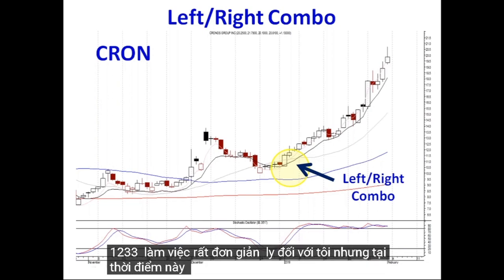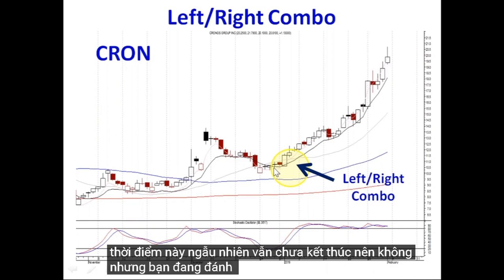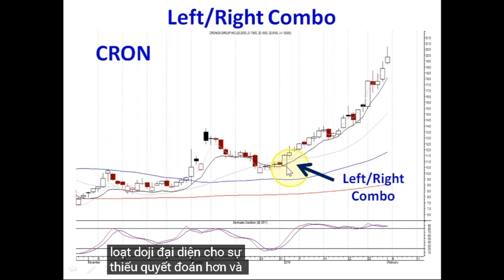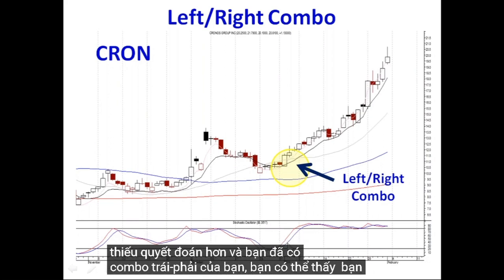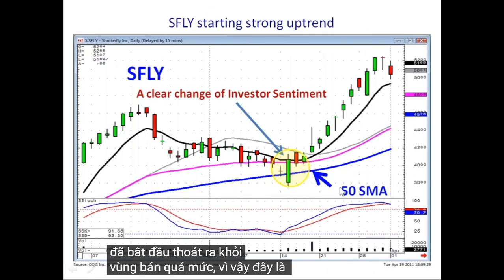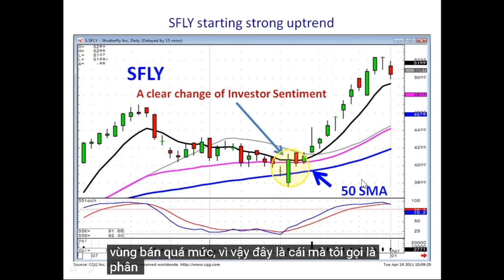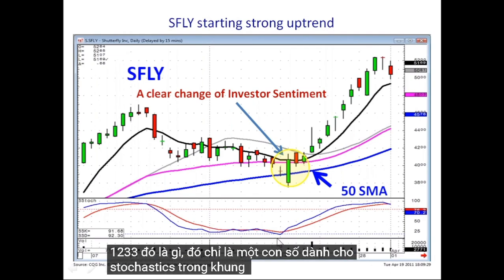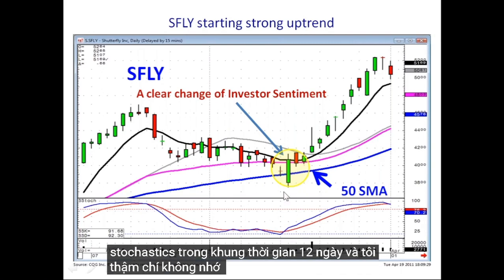But at this time, the stochastic is not oversold. No, but you're basing, you've got a doji. Remember, a doji represents indecision. A series of dojis represents more indecision. Then you've got your left-right combo. You can see you're already starting up, coming out of the oversold area. So this is what I call convergence analysis. What does the 12-33 mean? That's just a number for stochastics. 12-day time frame, and I don't even remember what the 33 stands for.